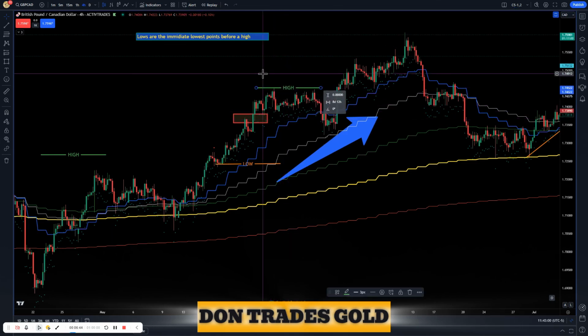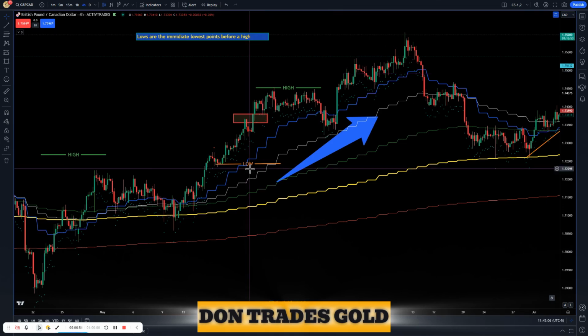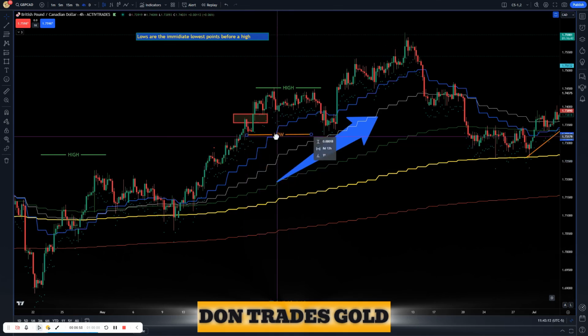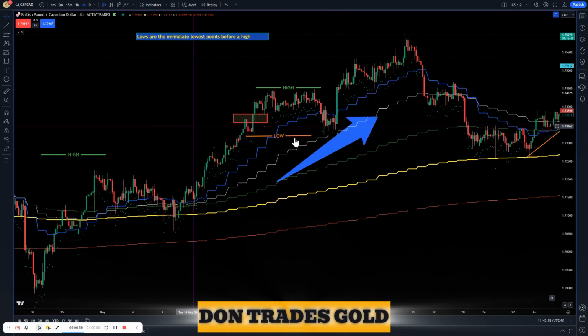All right, so what's the low in an uptrend? It's the lowest point immediately before the high. So then this high and low now get transitioned into this area. So now you see this is the low and this is the high.